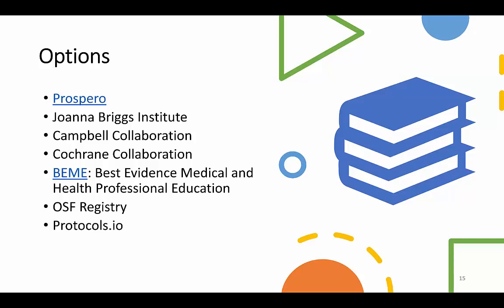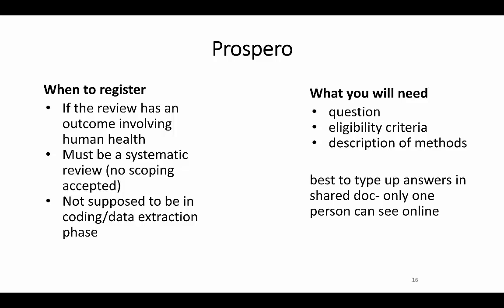So I did list a few here. I'm most familiar with Prospero and OSF Registry. I've worked a little bit with Joanna Briggs Institute and their form, and I just finished one with Cochrane. BEME is something that I've had medical educators want to work with. However, right now, the way they have their website set up, I think you can't see it unless you're a member now. So that's kind of unfortunate because those are a really nice place to go and look at.